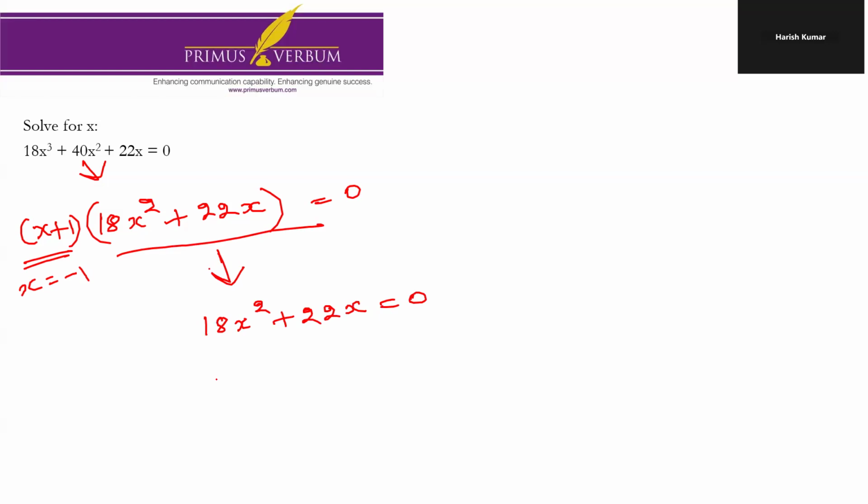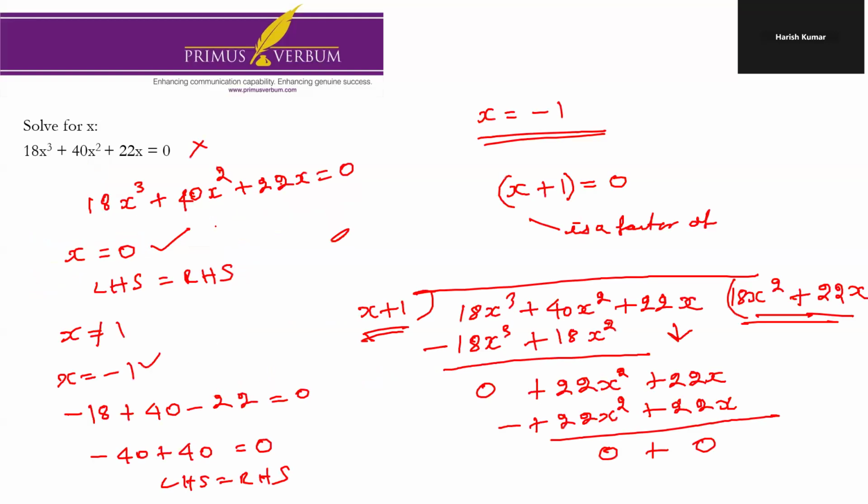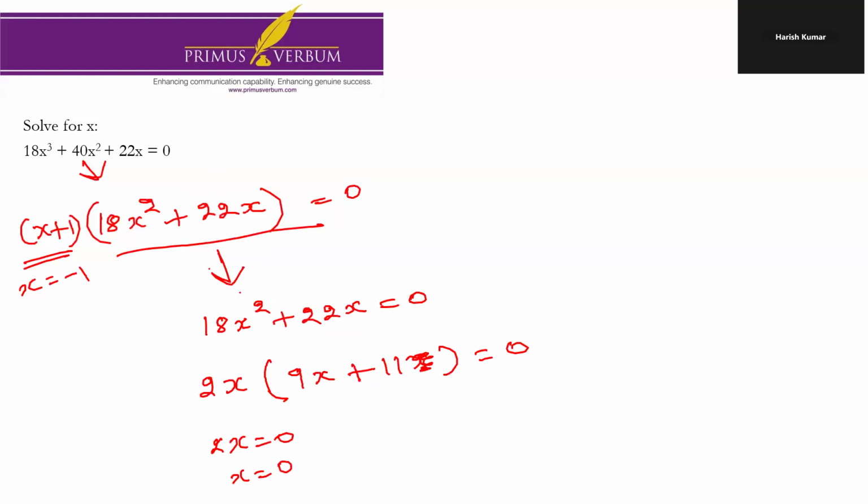Now I can factorize 2x out. 2x times 9x plus 11 is equal to 0. This means 2x is equal to 0, and we already know that x is equal to 0 by simply substituting. We figured that out right in the beginning.